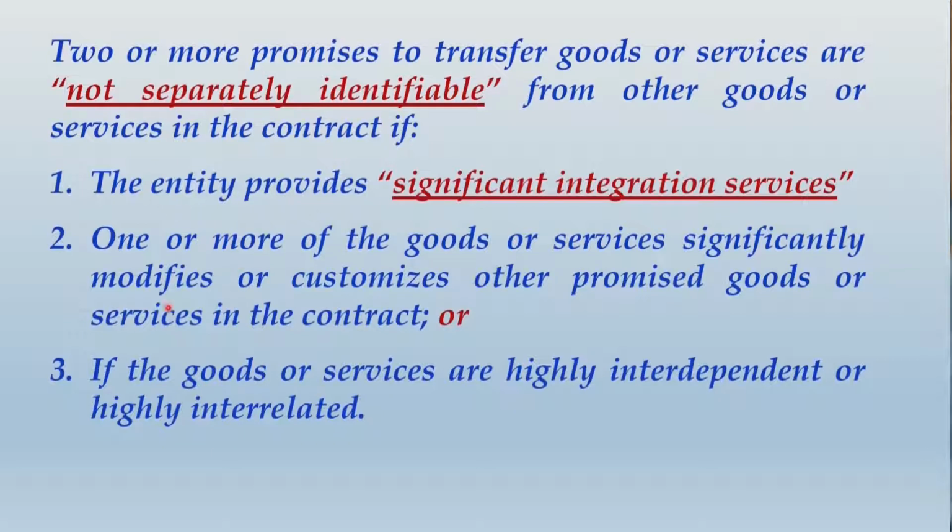That means if any of these conditions come into existence, you are not going to consider that the goods are separately identifiable. So once again I would repeat this for your understanding. Two or more promises to transfer the goods or services are not separately identifiable from other goods or services if any of these conditions arises. Even if one condition gets fulfilled, we would say that the goods or services are not separately identifiable. So friends, I would want you to write down this whole thing and then we shall start solving questions.